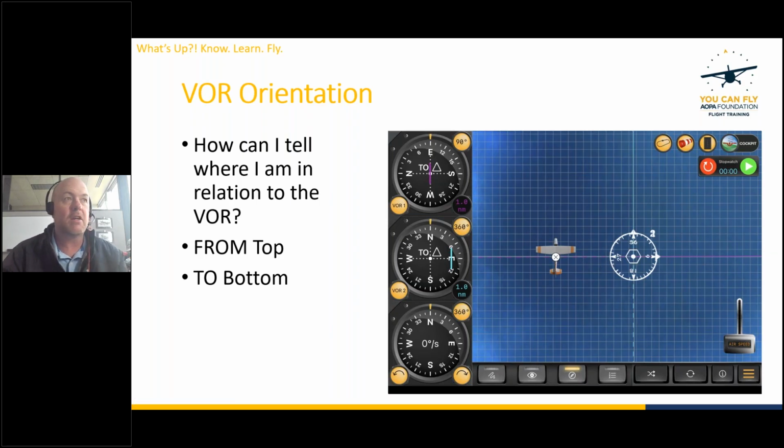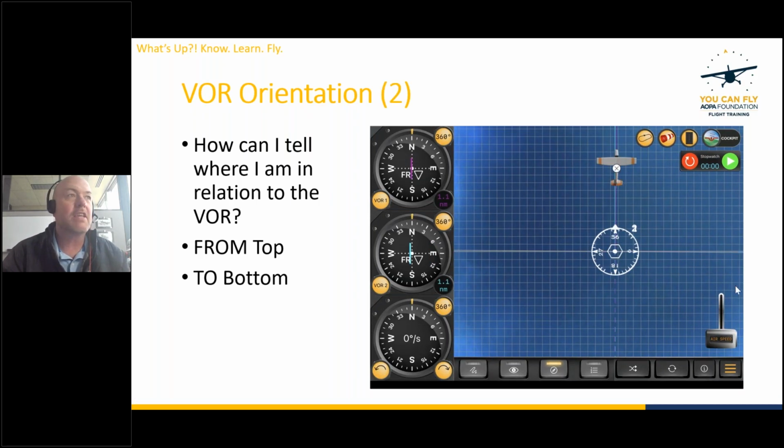So let's take a look at another example of that. Here it is again, just to show you, we have a from indication. So with a from indication, from top, I go to the top, it says I am north of the VOR, and indeed I am north of the VOR. By the way, these skills work on GPS too.